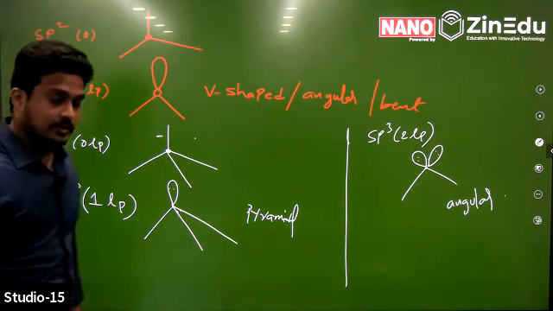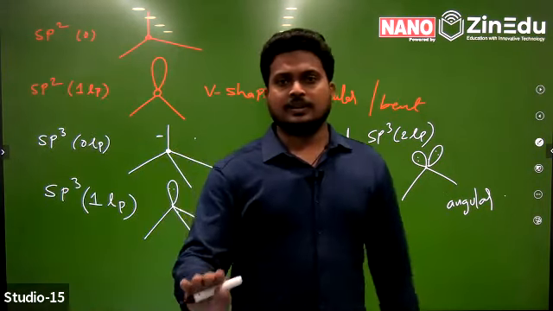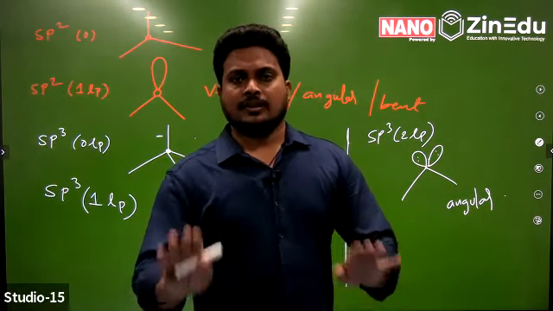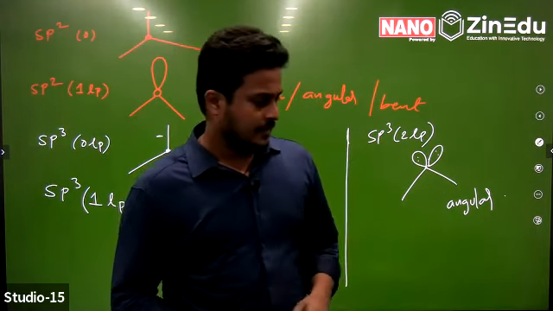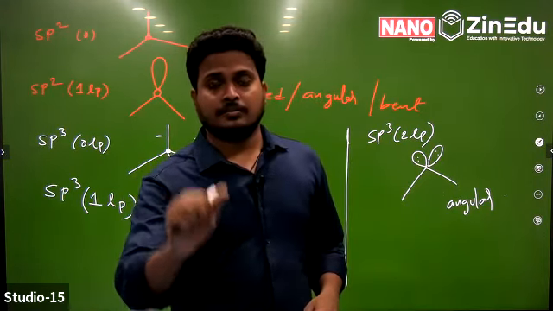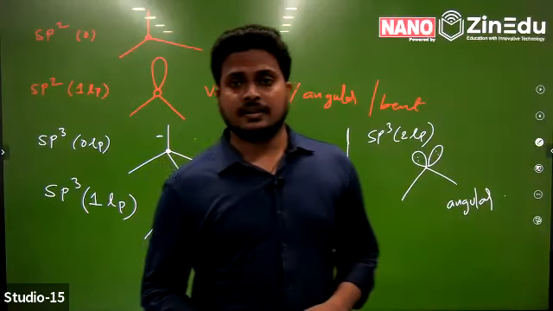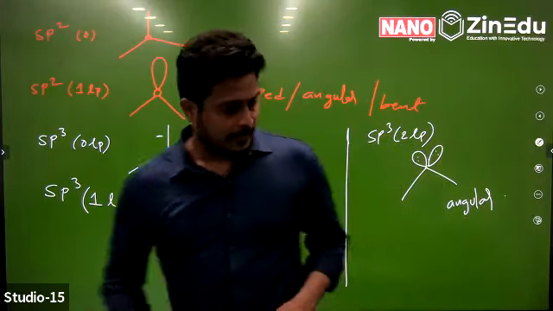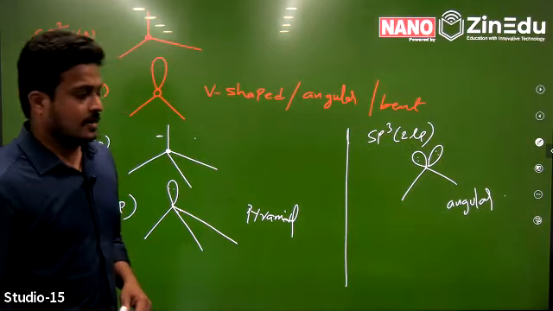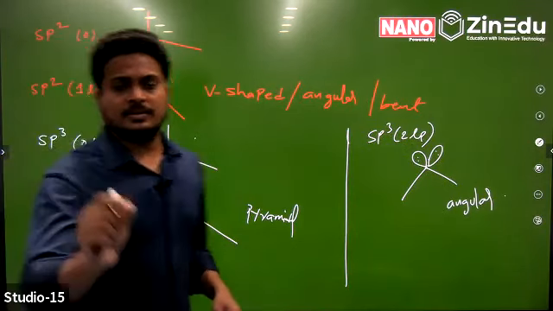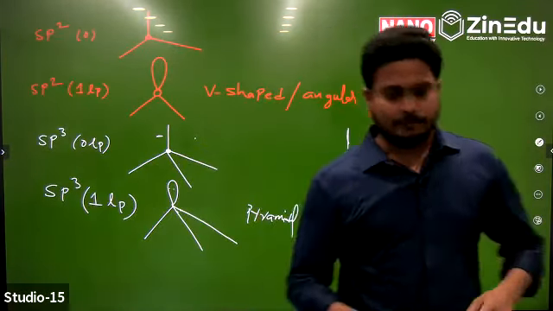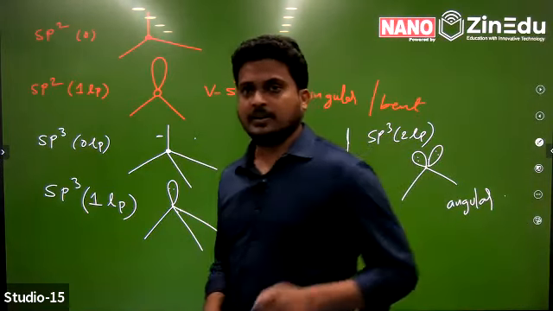In hybridization, only sigma bonds are considered as bond pairs. Only sigma bonds and lone pairs are involved. Why only sigma bonds are involved? Not pi bonds. Why are only sigma bonds involved in hybridization? Why not pi bonds? Most important one.